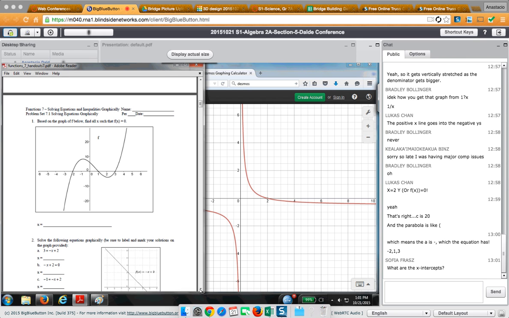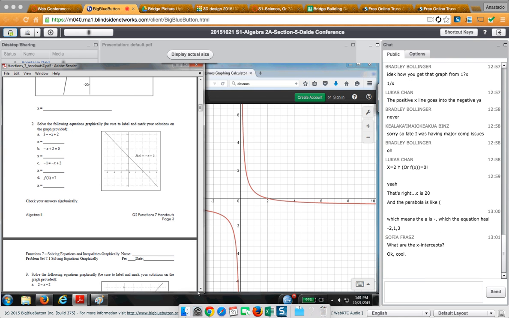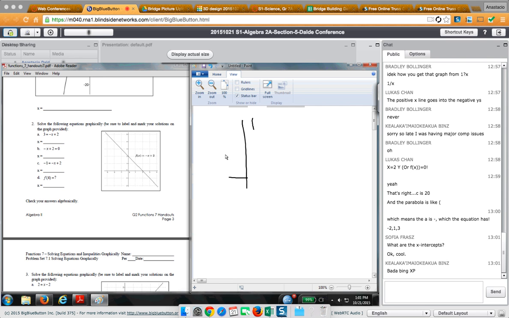Let's see. Solve the following equations graphically. All right? So right here, they give you the equation of the graph. And let's pretend that this graph right here is f of x equals -x plus 2. Cool? And that's what that graph looks like. You can see that because the y-intercept is 2 and the slope is -1. So obviously that graph and that equation match. We're cool with that?